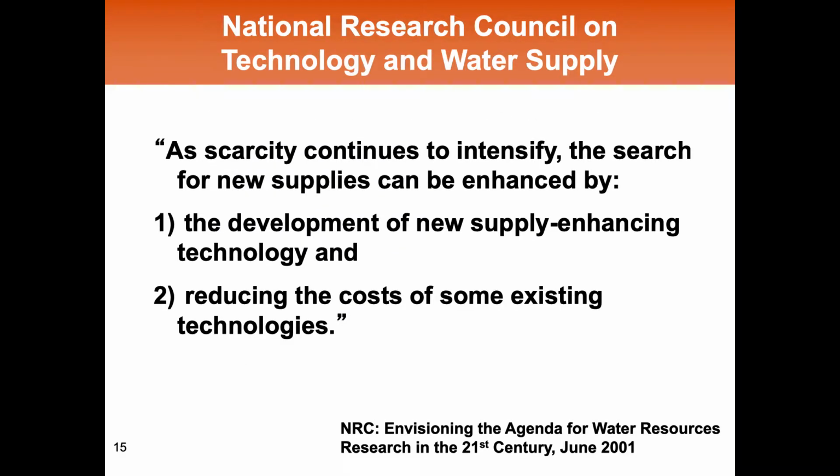The National Research Council, which is basically the arm of the government that advises Congress on science and technology, has set the agenda that is shown here to develop new supply enhancing technology and reducing the cost of existing technologies like desalination.